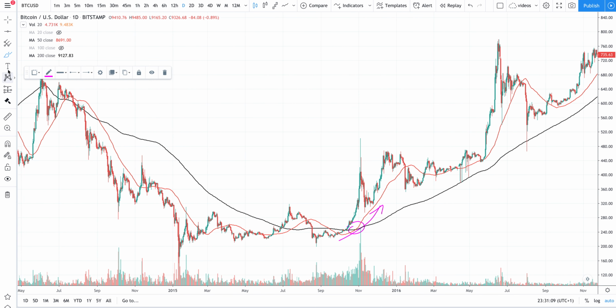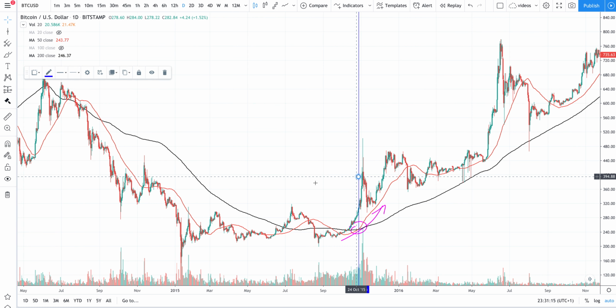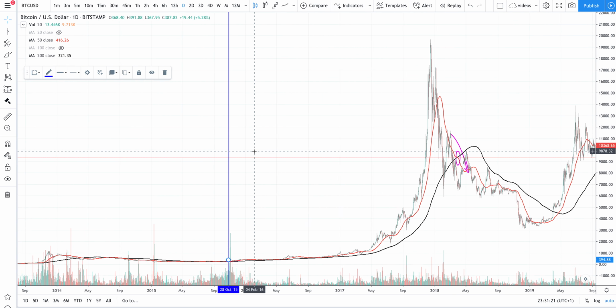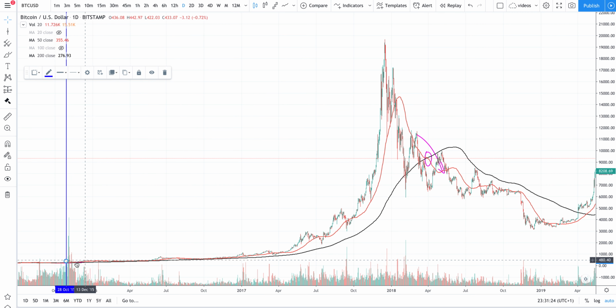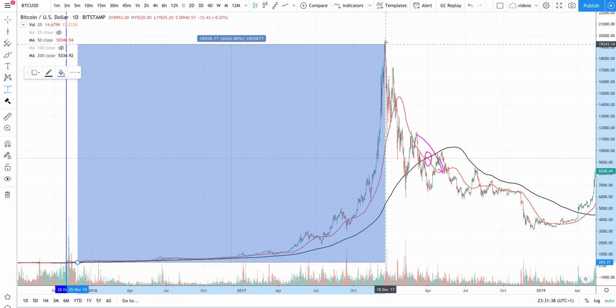Just to be sure to see it, let's draw a vertical line here so we don't lose this point. So here there was the golden cross, which made price really fly. We can check here: the price grew 67 times.